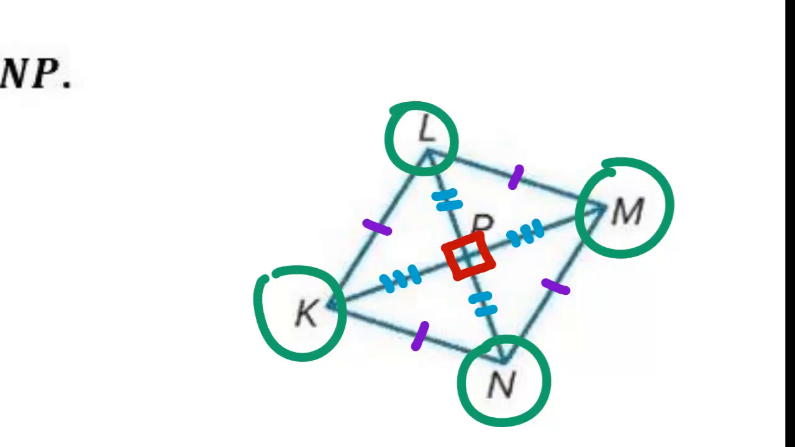What do we know about the angles of a rhombus? Which one is congruent to which one? K and M are congruent. Opposite angles are congruent, yes.